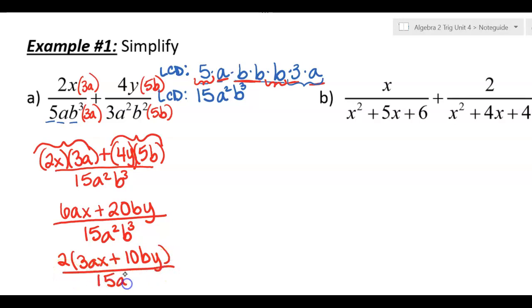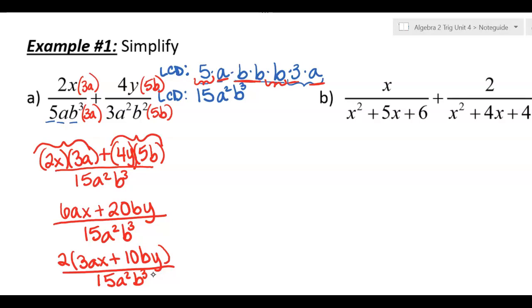it looks like this. So I have a lot of factors in the denominator. In the numerator, I have 2 factors. I have one big factor, 3ax plus 10by. There is not another 3ax plus 10by in the denominator. So I cannot cancel out any of that. That is one factor. It has to cancel out the whole thing or nothing. Nothing can be canceled out.